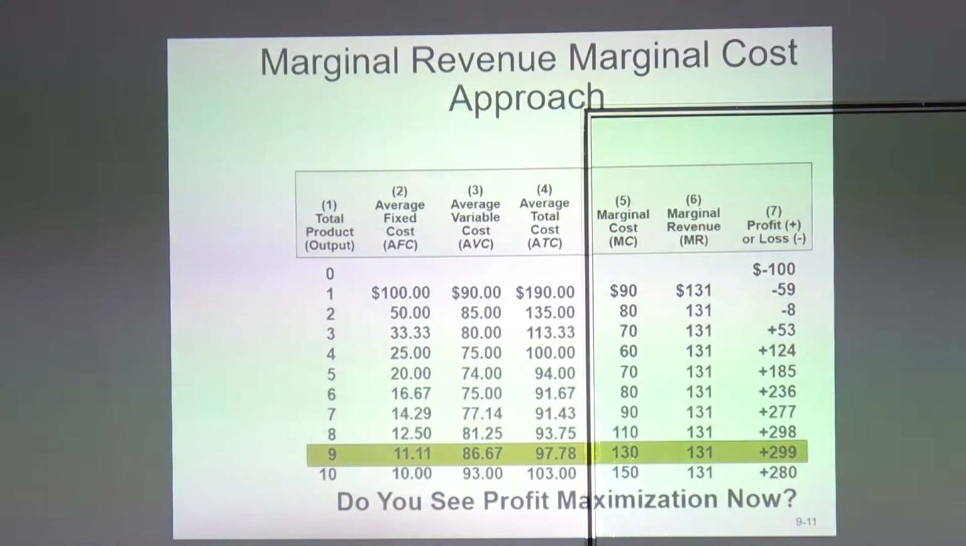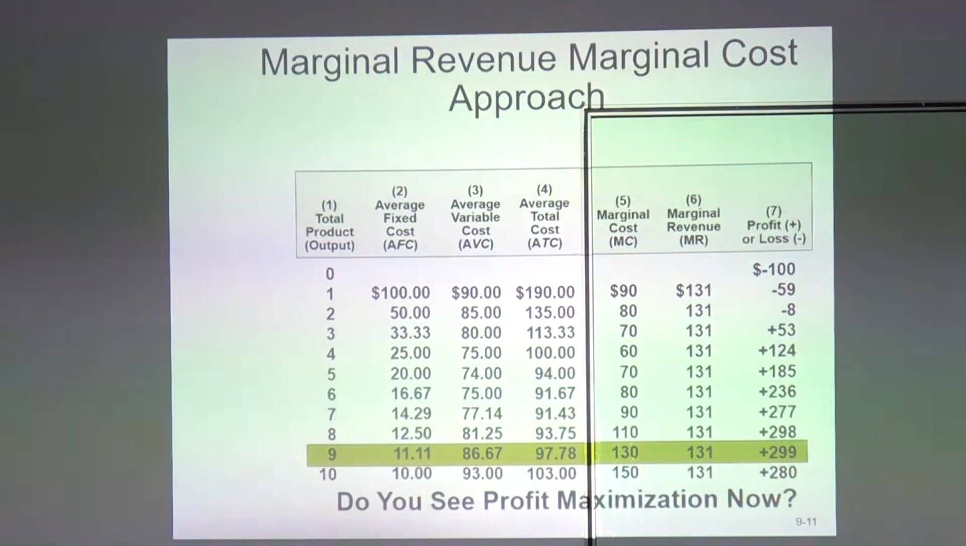Okay. We know that every time we sell one additional unit of output, we are able to sell it at the market price of 131. So we compare the marginal cost and the marginal revenue and see whether we will be able to make any profit. If the firm is making additional profit, the firm should produce.